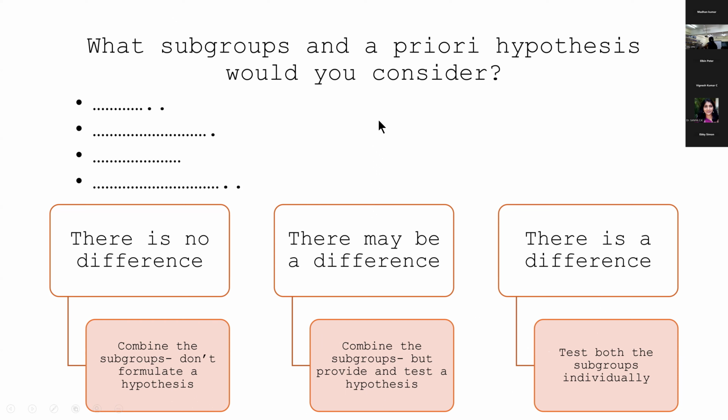Okay, so you would evaluate all the results and then you would provide a hypothesis and test it. Would anyone want to go the other way? Okay, so Anna wants to test them both individually. So let's see what the authors have done.